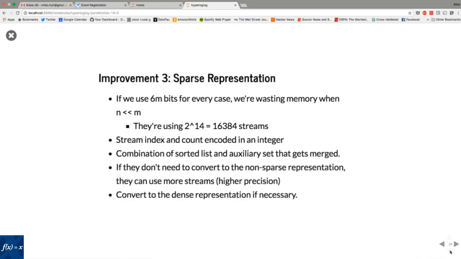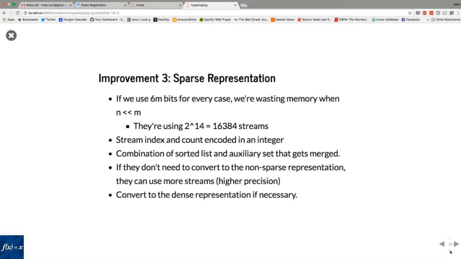This next set of improvements sort of impressed me. I mean, they really put a lot of effort into making the, to me, the idea of 6 bits times 16,000 channels didn't seem like a lot of memory, but apparently to them it is. So they made a lot of optimizations to use less memory. And so the first approach they take is what they call a sparse representation.